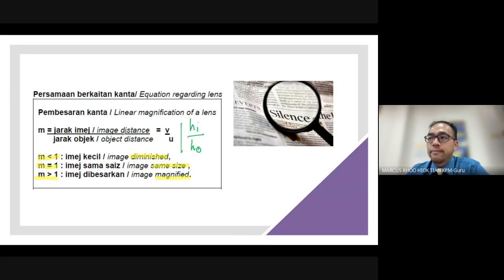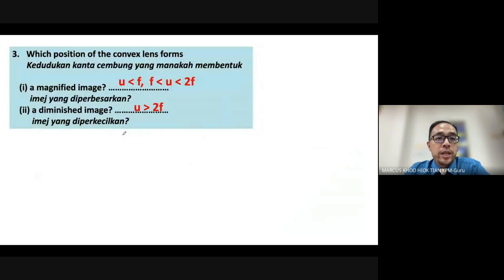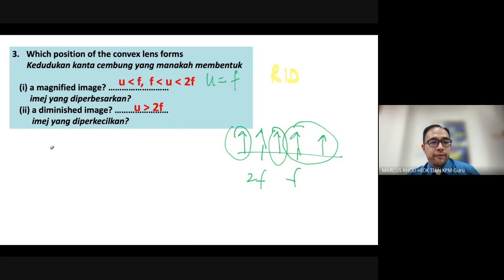Correct. It's just like the ratio. It's also like transformation in maths. I don't know whether you learn transformation. Okay, but this one. All right, last question. Which of the positions of the convex lens forms a magnified image? Convex lens. Add U equals to F. Okay, although technically U equals to F is magnified at infinity.